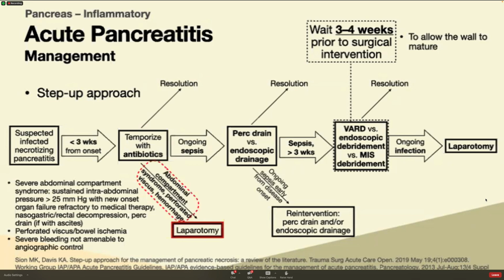And while waiting for the 4 weeks, some indications of doing a laparotomy within 4 weeks include abdominal compartment syndrome and other acute abdomens, such as perforated viscus and hemorrhage.